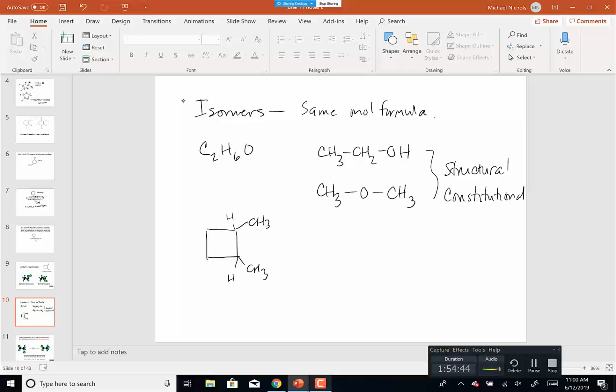Whether you have the methyls on the same side or on opposite sides, they have the same overall structure of a cyclobutane ring with two methyls attached, 1-2. And so those are called stereoisomers, because they have different three-dimensional structures. And that's what stereo means in chemistry: different three-dimensional structures.